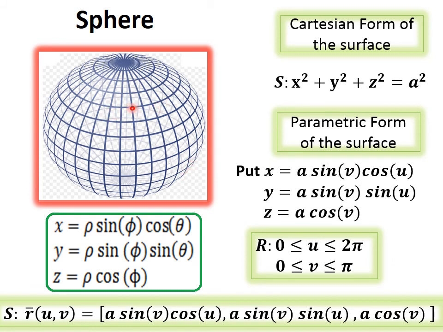You can imagine the latitudes and longitudes on the globe. You can easily understand. One way you have to rotate 0 to 2 pi, longitudes; latitudes you are varying only half way, 0 to pi, to avoid the multiple mapping. So u varies from 0 to 2 pi, v varies from 0 to pi.